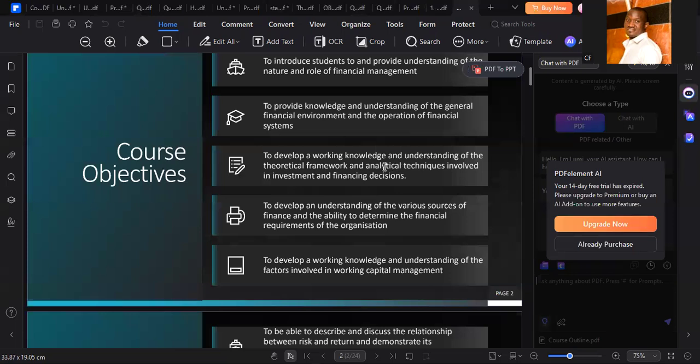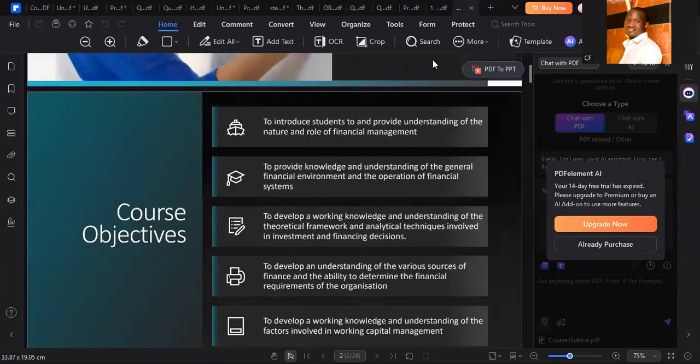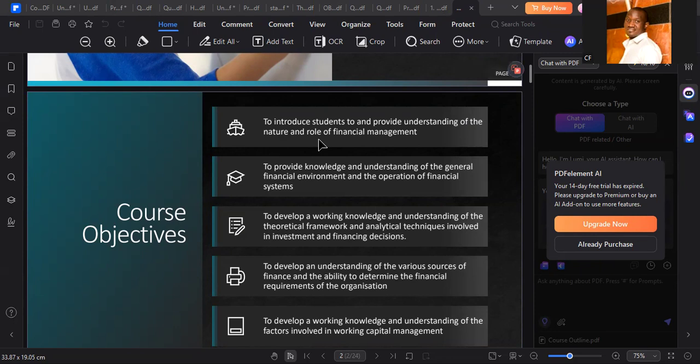Number one, we should be able to provide an understanding of what the role of financial management is. Okay, the role of financial management. There are decision roles, financing roles, dividend roles. So we need to know those key important roles, and we should also have an understanding of the financial environment, how the operation of the financial systems are, the financial and the money markets.